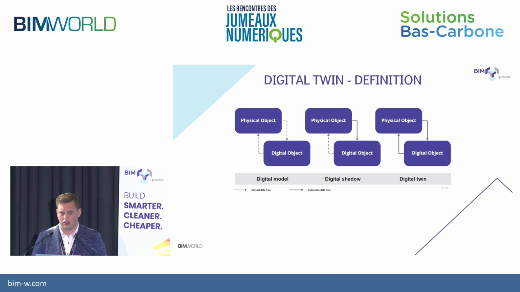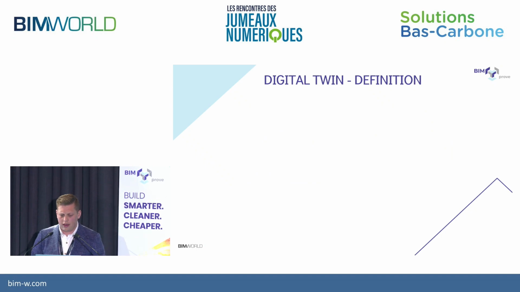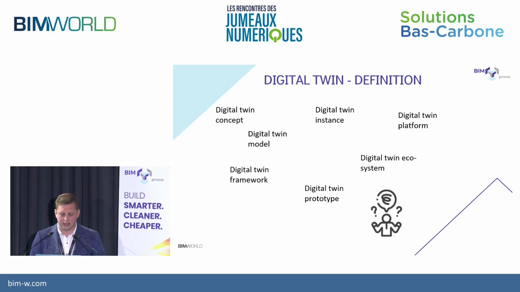Here we have a digital model, the equivalent of a BIM model. If we have our virtual model and our physical asset, and they don't communicate with each other, that is just a model. Here we have a digital shadow, for example IoT devices sending streaming information directly to our virtual replica. And here we have a digital twin, where our virtual object is able to modify the state of the physical asset. If we look at different research papers and marketing materials, we may find different definitions: digital twin concept, model, prototype, instance, framework, platform, ecosystem, and many more. It may be blurry, but basically the concept is based on these 3 basic assumptions.